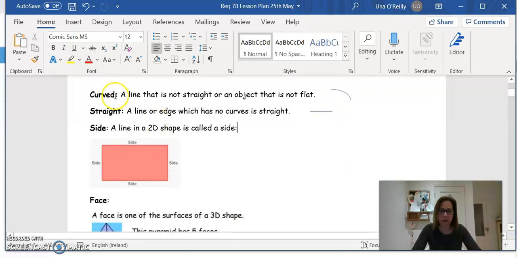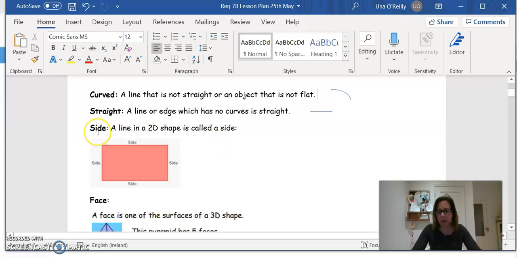So curved is a line that's not straight or an object that's not flat. You can see that line there, it's curvy, okay? Not straight. And then we have straight, a line or edge which has no curves is straight, so the opposite, straight across, nice straight line there.